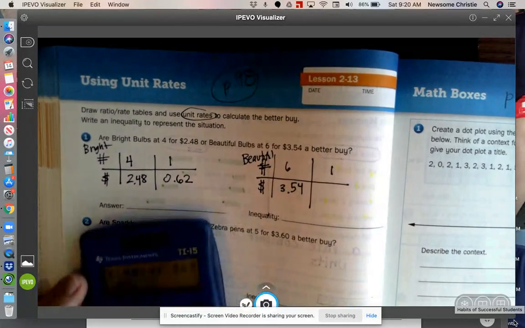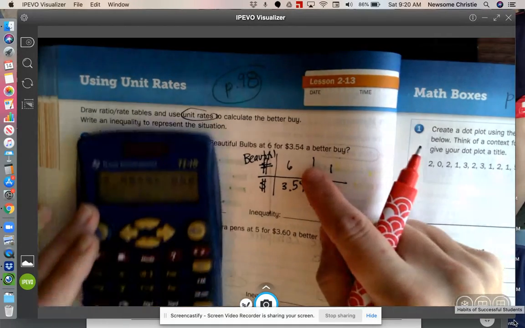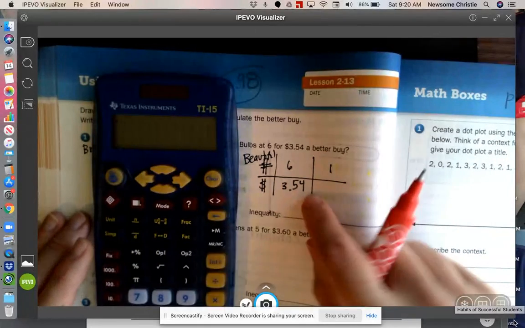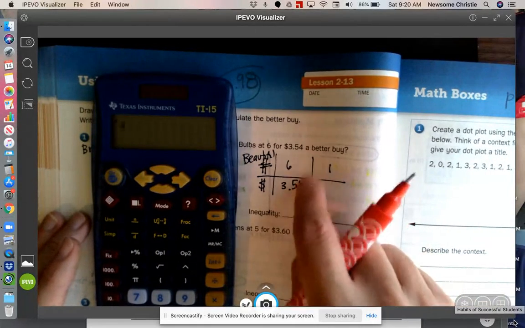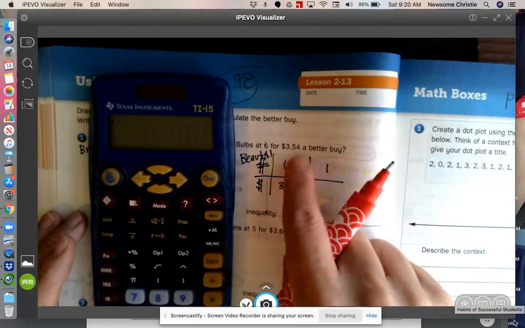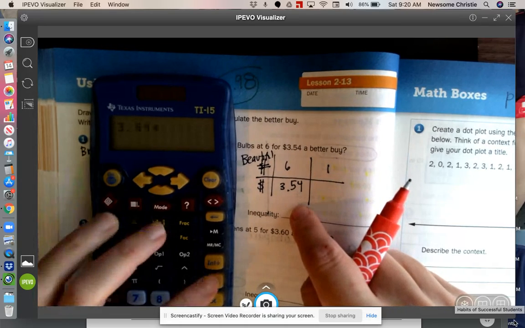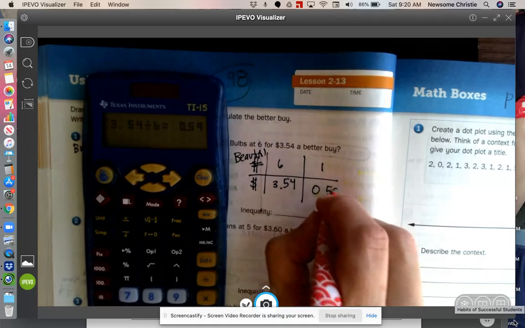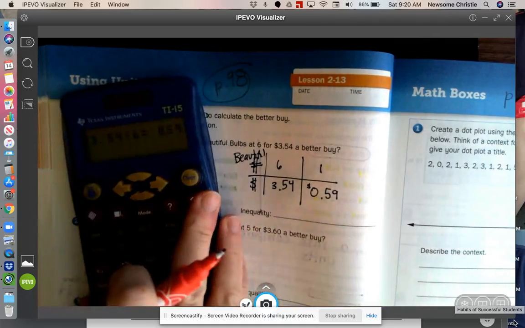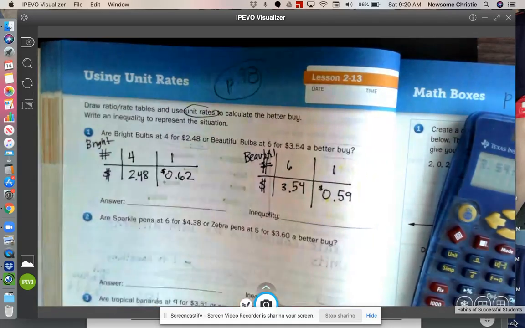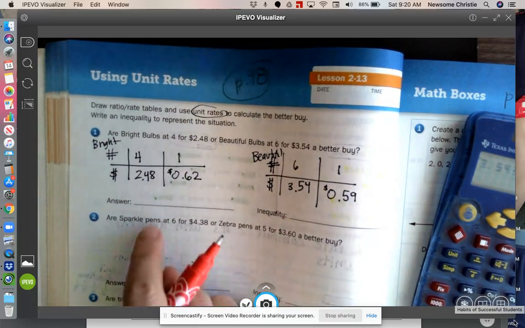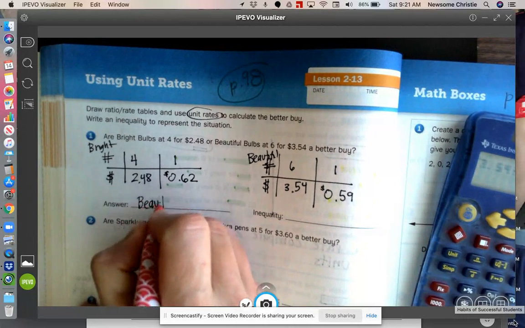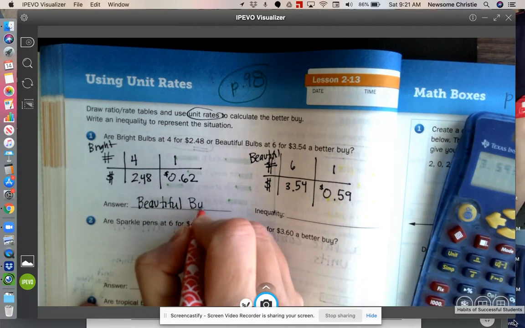Okay? Now let's look at beautiful bulbs. They give you 6 bulbs for $3.54. So for that unit rate, we take the $3.54 and divide it by 6, right? We're dividing the money by how many? $3.54 divided by 6. Here, their bulbs are only 59 cents each. Okay? So if we're looking at this, which store gives me the better buy, the cheaper bulb? It's this one, right? Beautiful bulbs. By just a few cents.